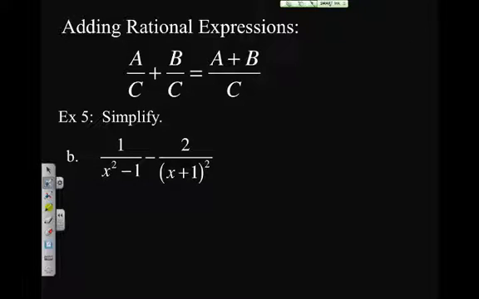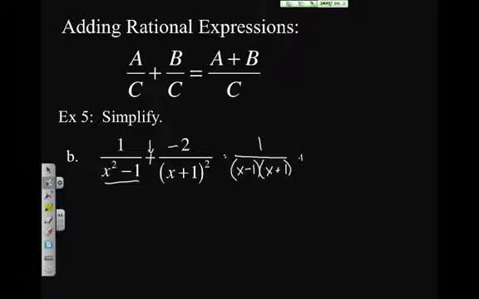Okay, this one involves some factoring first. So let's go ahead and factor, and notice it's subtraction. So what we actually want to do first then is change it to addition. So instead of subtracting, remember our property is we can add the opposite. So we'll just change that 2 to being a negative, and so now we've got 1 over, and if we factor this denominator, we see that's a difference of squares. So we're going to have x minus 1 times x plus 1.